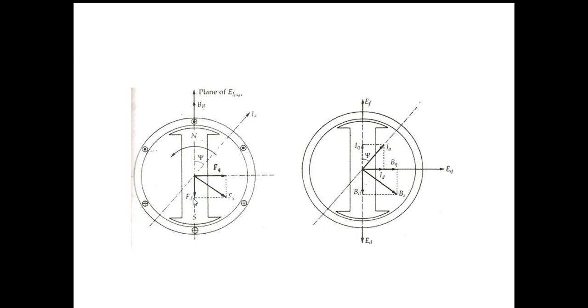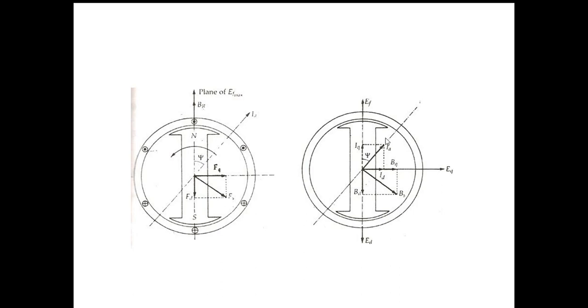First one is your FD, which is in the direction of your rotor axis, that is your D axis component of MMF. The other is your quadrature axis component, that is your FQ, which is 90 degrees apart from the direction of your rotor flux. Now, when the EF is supplied to the machine, current I starts flowing through it, which is lagging in nature by a certain angle psi.